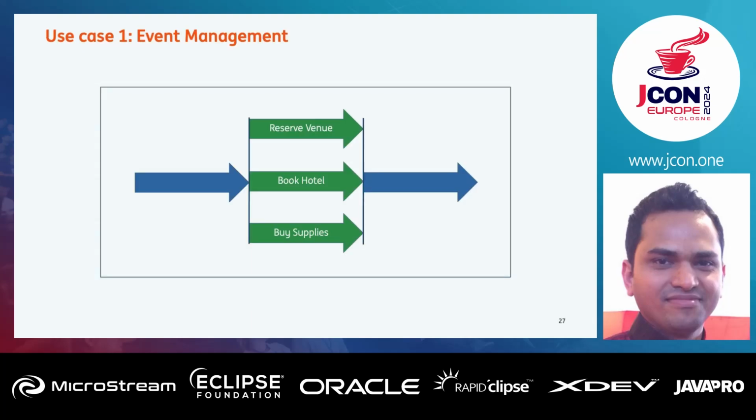So let's start with the first example or first use case. It is called event management. So here you have 3 tasks: reserve venue, book hotel, buy supplies, and you want to finish all of these tasks before you continue and create your event object. So how do you implement this using CompletableFuture? Let me show that.